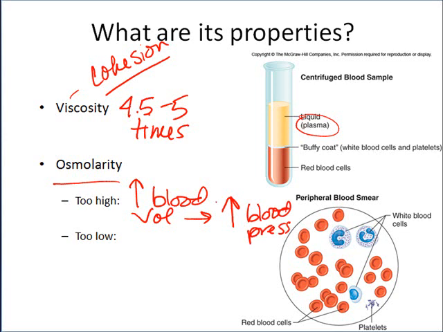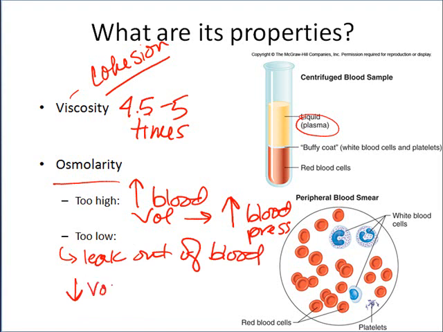If, on the other hand, the osmolarity of the blood is too low, we have too few particles present in the blood. Let's say, for example, the kidneys aren't working properly and we're losing proteins from the blood in the urine. Then with too low osmolarity, there isn't enough attraction to pull water back into the blood from the tissues, so water tends to leak out of the blood. And as a result, we lose water, the blood volume decreases, and that leads to a drop in blood pressure.